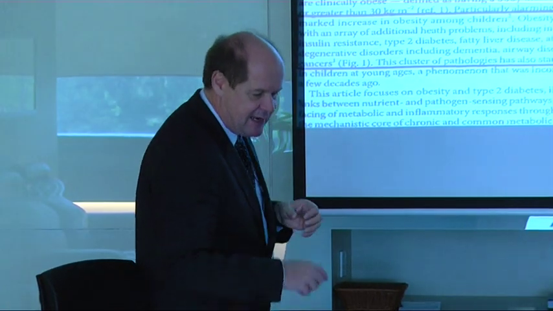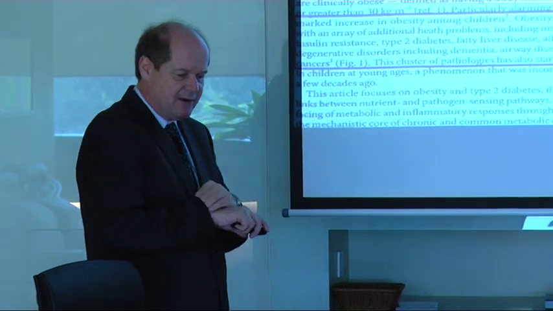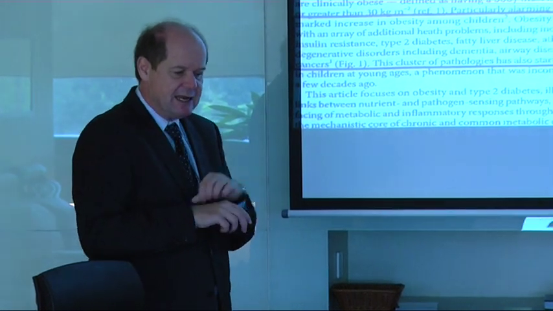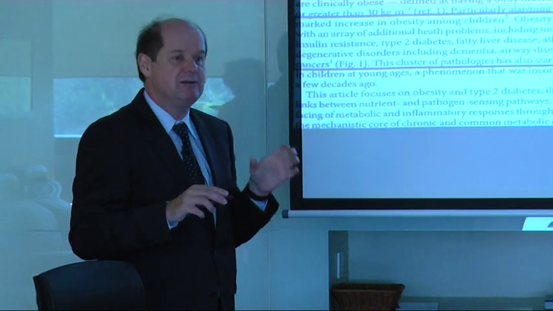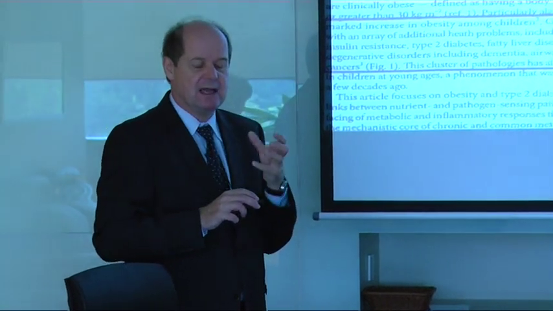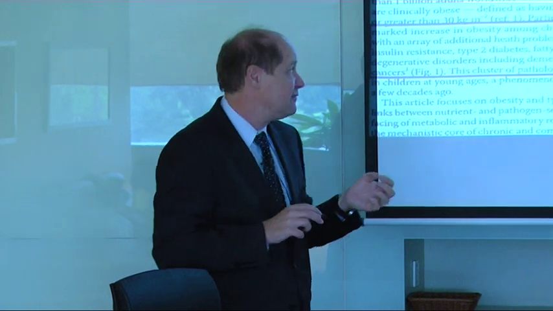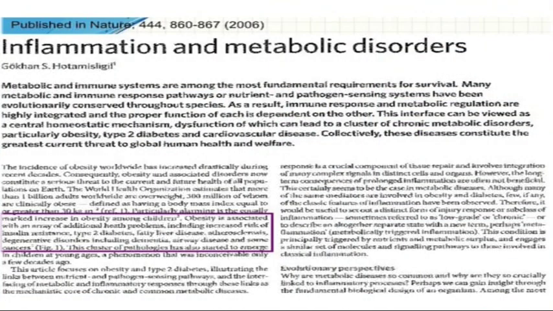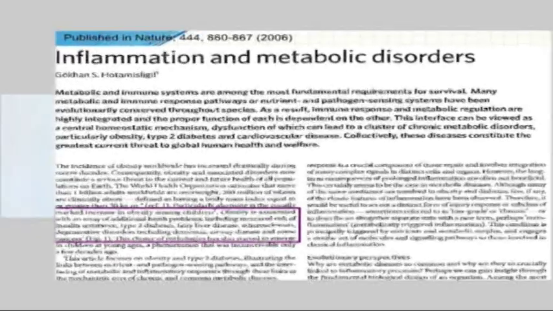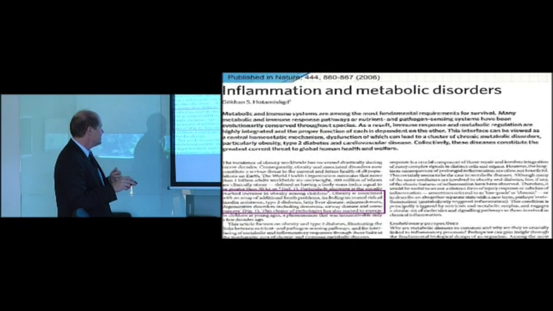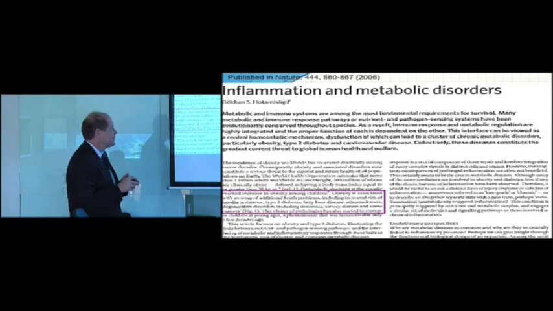It was published a couple of years ago that inflammation is closely related to diabetes and a lot of different metabolic disorders. Just to read here, obesity is associated with an array of additional health problems, including increased risk of insulin resistance, type 2 diabetes, fatty liver disease, atherosclerosis, and degenerative disorders.